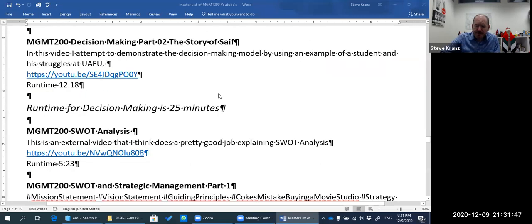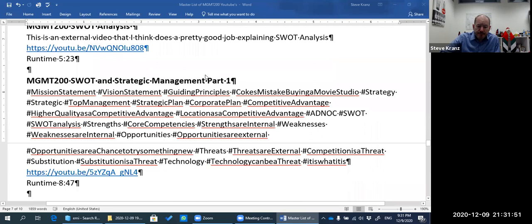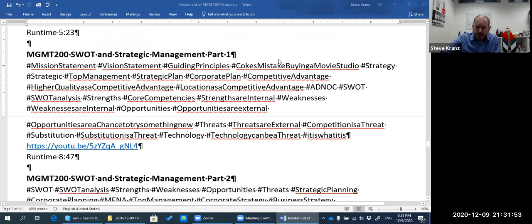The story of SAFE, yeah, I mean, I just hope it helps you understand things. In SWOT analysis, I covered SWOT analysis and strategic management, and I covered a couple of different terms here: mission statement, vision statement. So a mission statement simply explains why a company is in business. That's it. And vision is why you should care. Not hard.